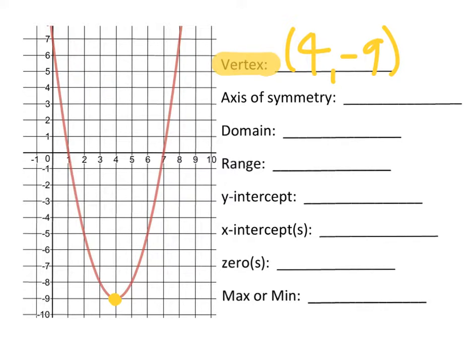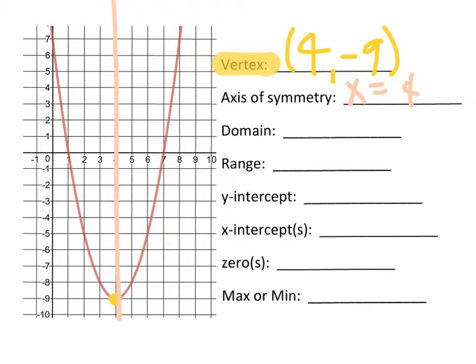It's also going to give me my axis of symmetry. The axis of symmetry is the line that splits the graph in half, which I've drawn as this pink line right here. And this line is the equation x equals 4. The reason it's x equals 4 is because it crosses the x-axis at 4.